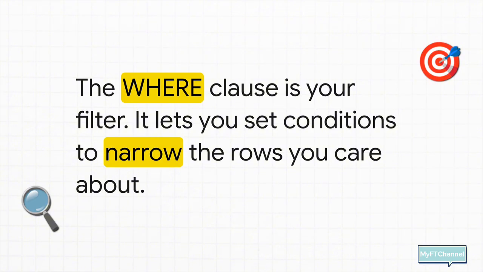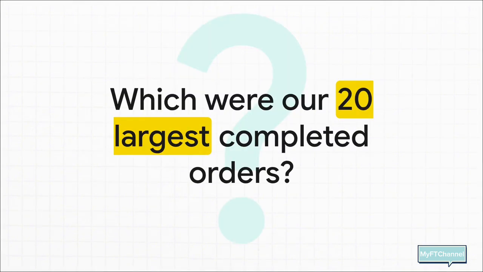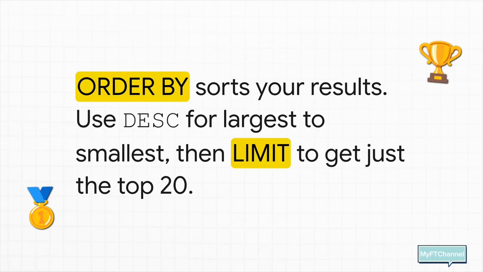Next up, a classic request you're going to get all the time. Show me the top X. In this case, we want to find our 20 biggest home runs, our largest completed sales. And to do that, we're going to have to sort our data. So to do this, we use the order by clause.